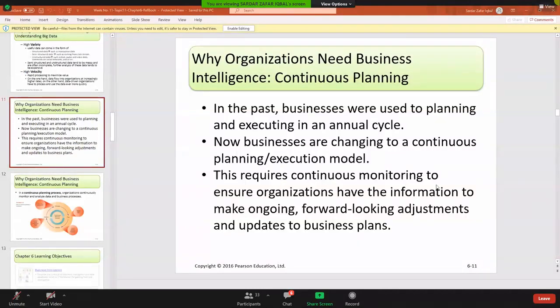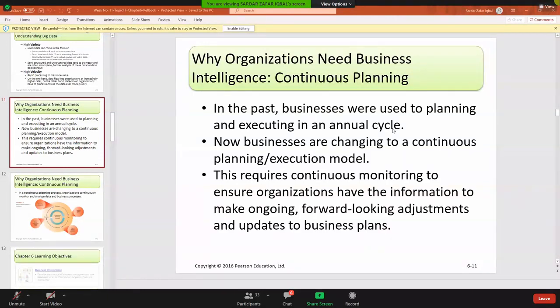In the past, businesses used to plan and execute an annual cycle. Old businesses made a one-time plan and executed it for a whole year. After 1 year, they saw what was good and what was bad. Their planning was like this in the past. But now things have changed.